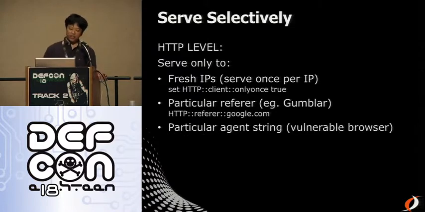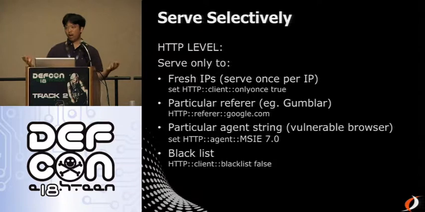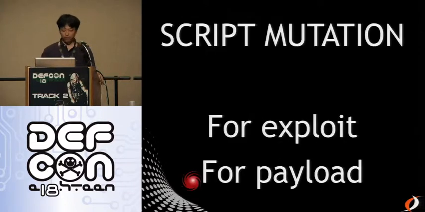Particular agent strings, so that if this exploit is for IE7 only, we want to serve to IE7 only. If you connect with Firefox, we don't want to serve to you. If you're a Google crawler, if you're a Yahoo crawler, we don't want to serve to you. Blacklist: well-known crawler IPs and security vendor IPs. We don't want to serve to those. And that basically covers the first part, which is serve selectively.